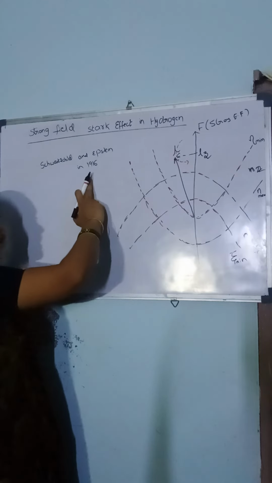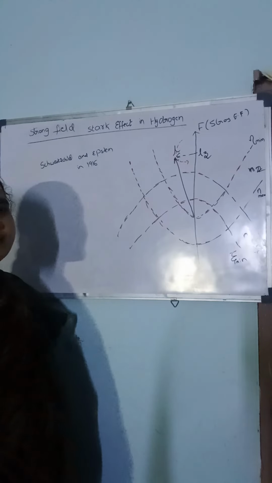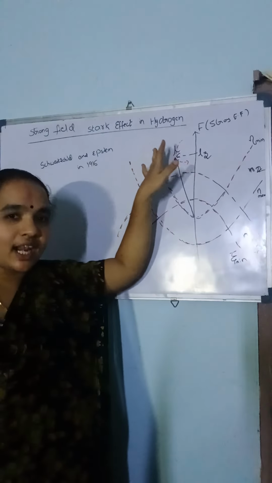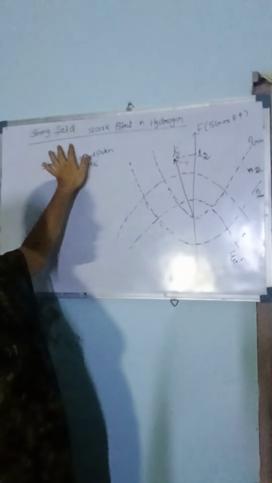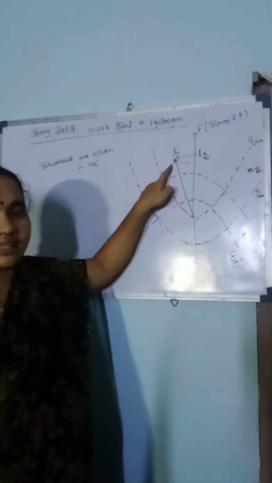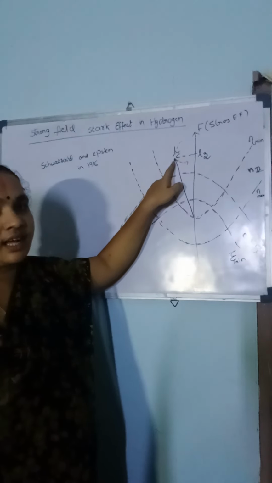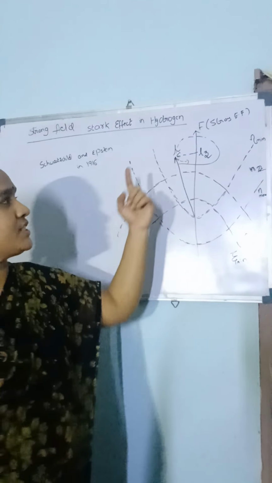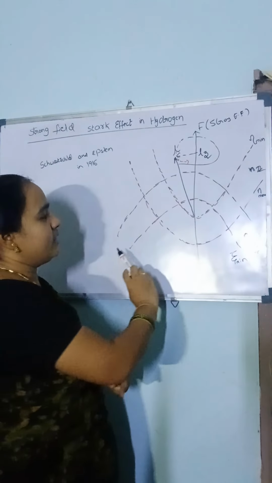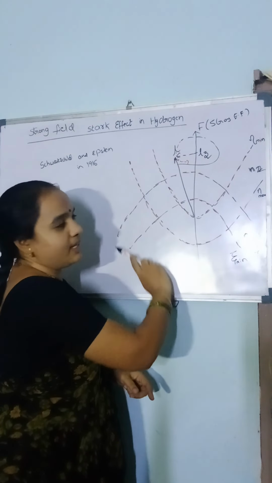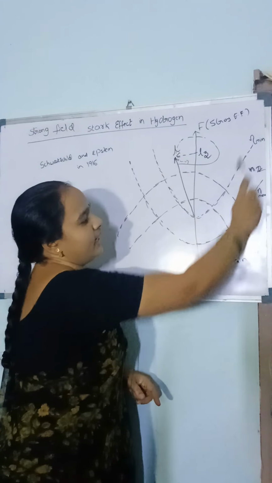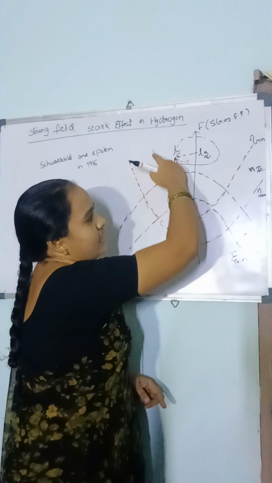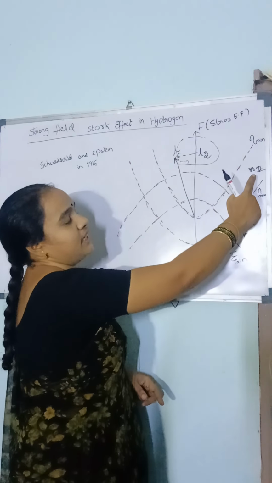Schwarzschild and Epstein proposed that when an atom such as hydrogen or a hydrogen-like atom is placed in a strong electric field, the L vector, that is the orbital angular momentum vector, will precess around the external field. This precession is not in a conical shape, it will precess along parabolic paths. So like this and like this. The region between these two parabolic paths is n1, and the region between these two parabolic paths is n2.